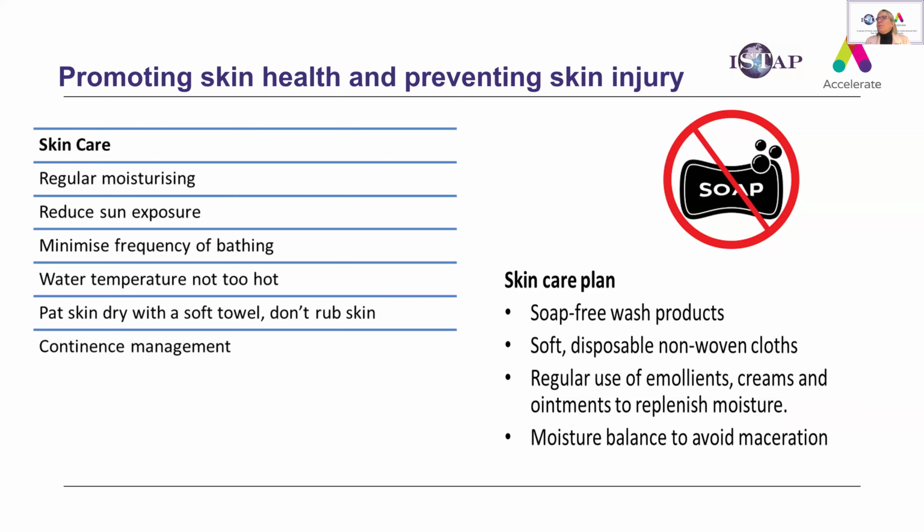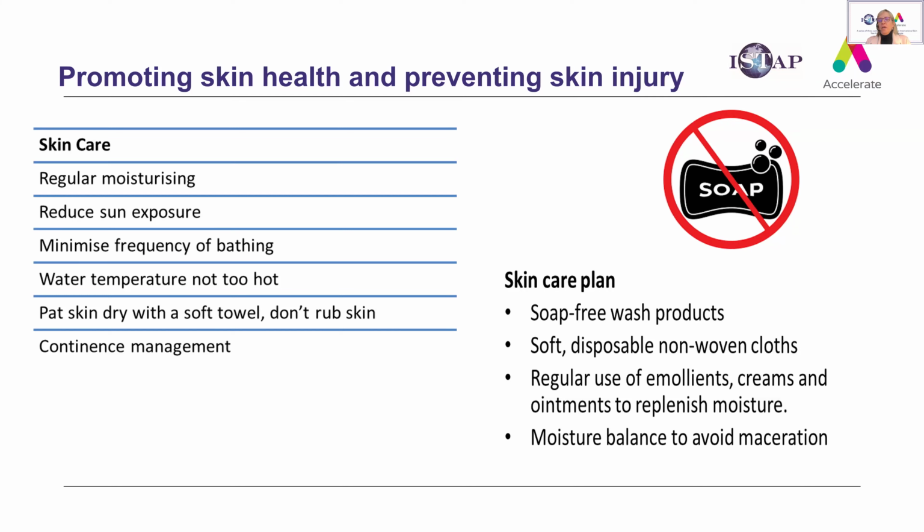So how do we promote skin health and prevent skin injury? Well, regular moisturizing. This has been proven through studies: twice daily moisturizing improves and protects the skin. Reduce sun exposure. Minimize frequency of bathing. We don't need to be bathing every day, especially in our older individuals. Make sure your water temperature is not too hot. And be very gentle with the skin. Pat the skin dry with soft towels and don't rub the skin. Rubbing with harsh face cloths on vulnerable skin can do a lot of damage. And don't forget about continence management. That is so important.